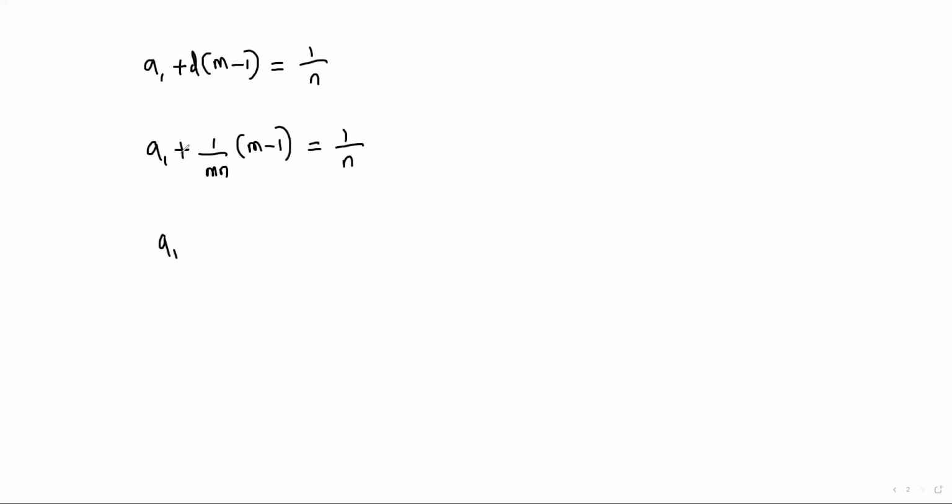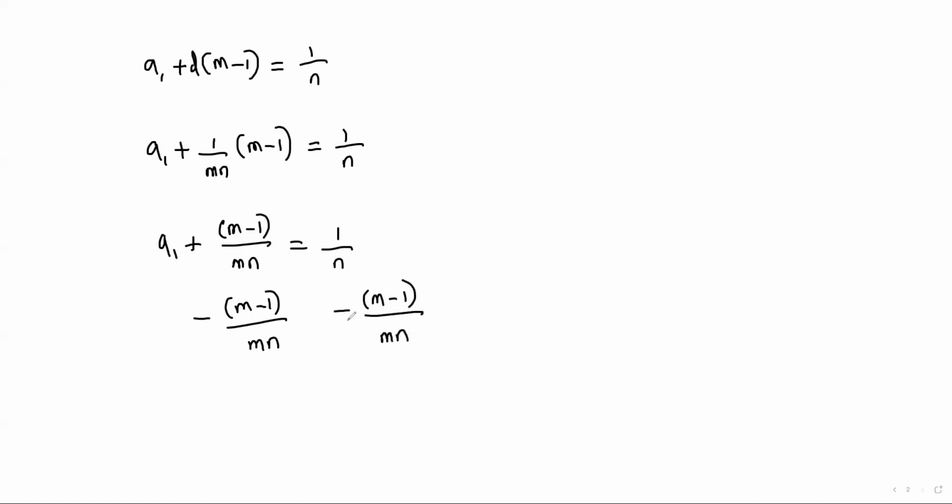times (m minus 1) equals 1 over n. Okay, a1, so I can write this positive sign as this. 1 times (m minus n)... m minus 1 over mn equals 1 over n. My aim is to solve for a1, so I have to get rid of this one. To get rid of this one, I have to subtract (m minus 1) over mn on both sides. So this one will cancel out.